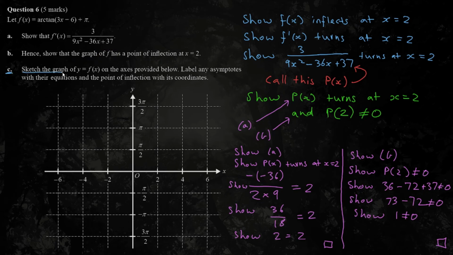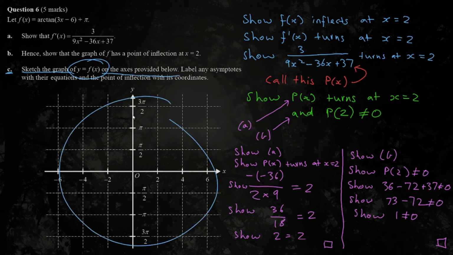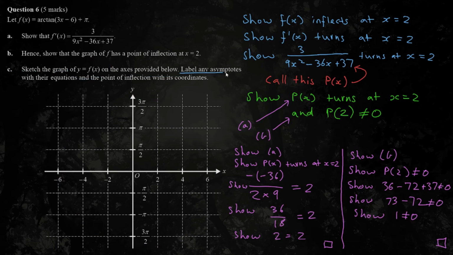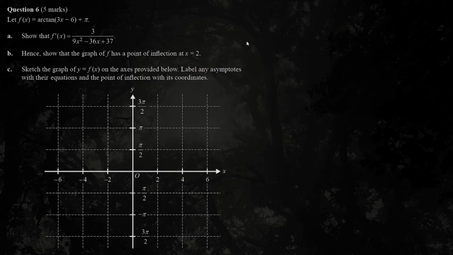We're told to sketch the graph of y equals f of x on the axes provided below, so these axes. And we're supposed to label any asymptotes with their equations, and we're supposed to label the point of inflection with its coordinates. Okay, so I've deleted everything we had there just to give ourselves a bit of extra space.